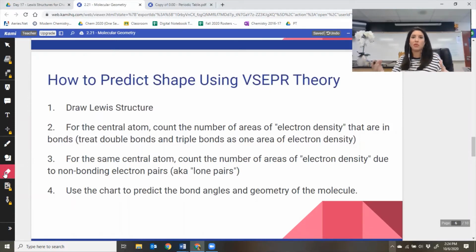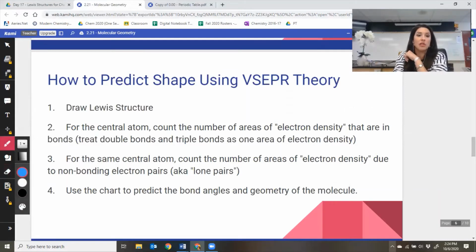So we have a little procedure for how to take things from a chemical formula into the two-dimensional Lewis structure and then up into the third dimension with the actual geometry. So here are the steps to make this happen. First, you want to draw the Lewis structure. So take the chemical formula and convert it into a two-dimensional Lewis structure.